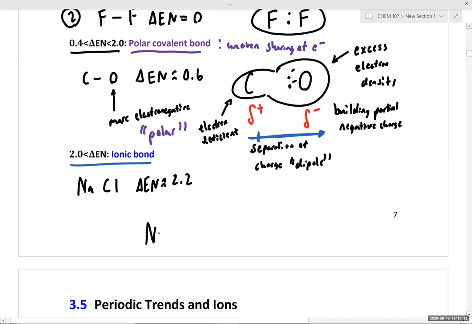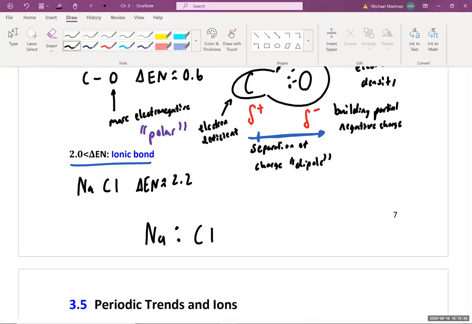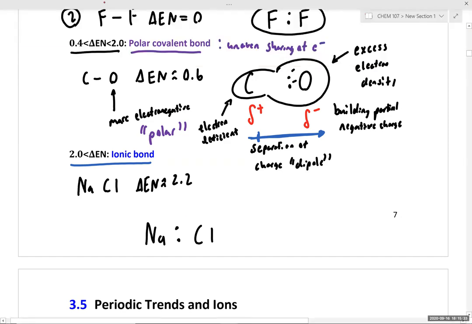Now, why is that? Well, sodium doesn't really want to hold its electrons that much. It has a very low electronegativity. Chlorine, on the other hand, really wants electron density. So chlorine is so overwhelmingly electronegative that rather than a sharing of electrons, we just have chlorine, quote unquote, steals the electrons from sodium.